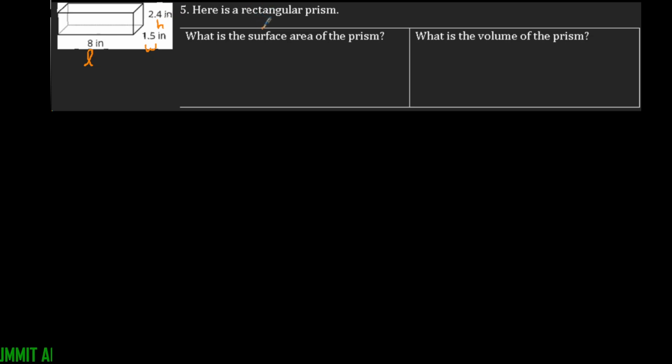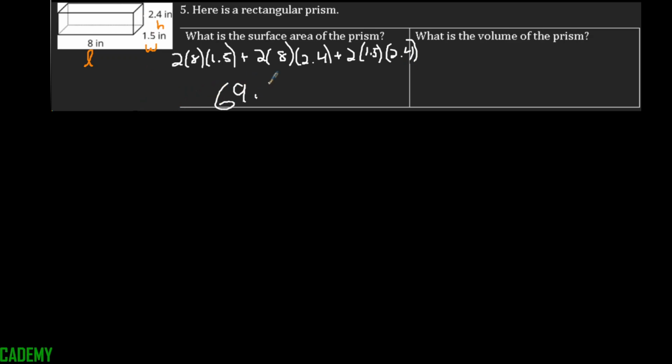So all I have to do for that surface area of a prism, it's almost like I'm taking 2 times each of these. So I'm going to say the amount is going to be 2 times 8 times 1.5, plus 2 times 8 times 2.4, and lastly, 2 times 1.5 times 2.4. So altogether, if I was to calculate that, I would end up with 69.6 inches squared, since we are talking about an area amount.